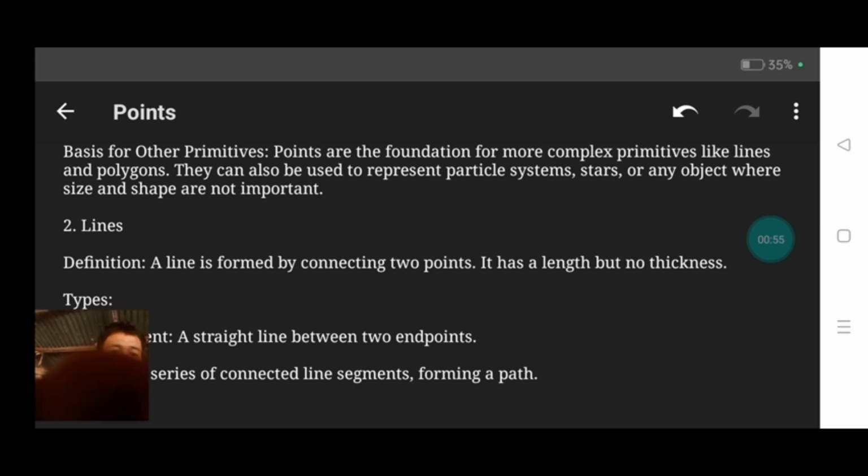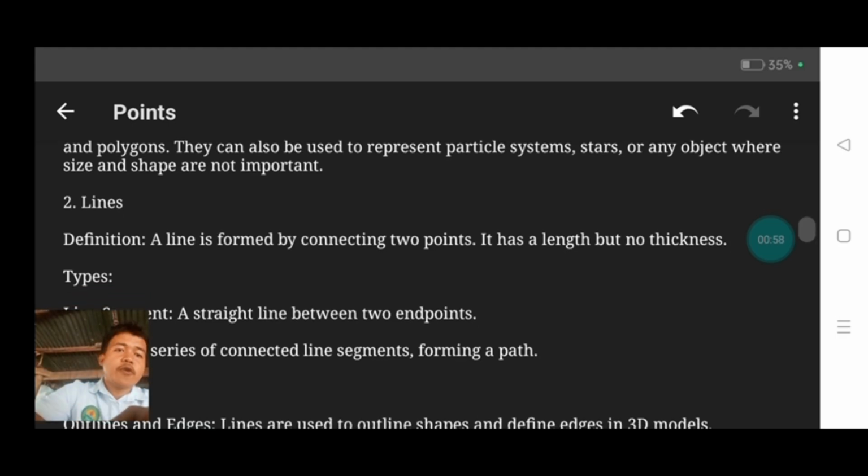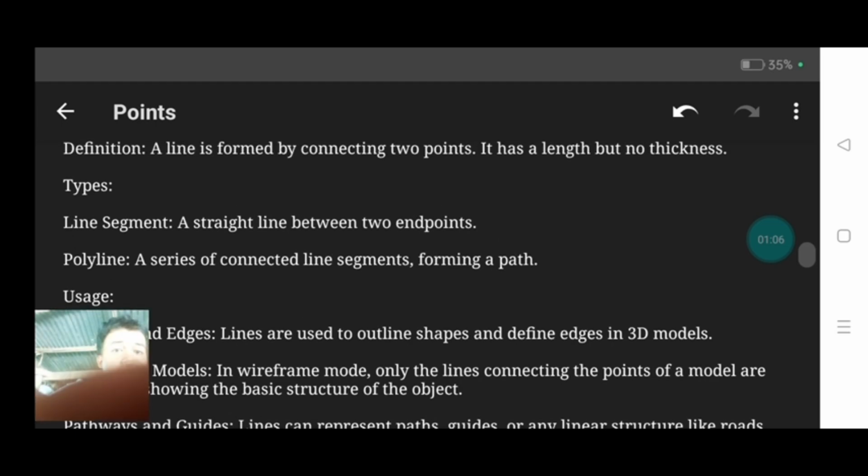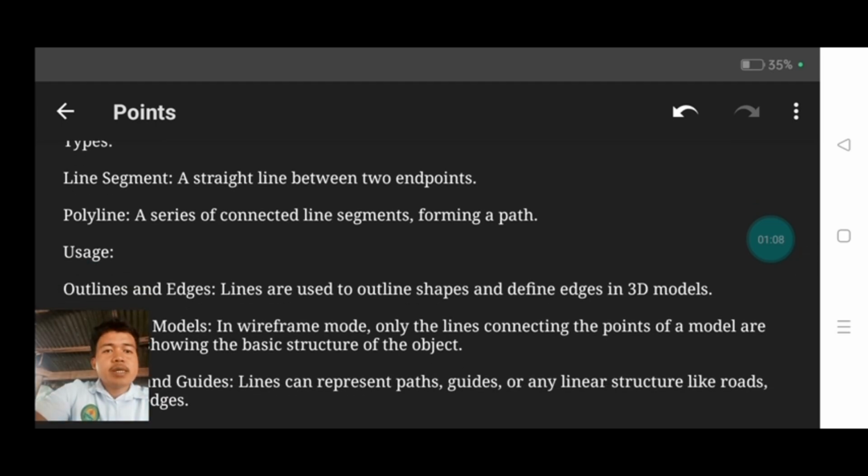Number 2, lines. A line is formed by connecting 2 points. It has length but no thickness. So here are the types of lines. Line segment, a straight line between 2 endpoints. Polyline, a series of connected line segments forming a path.